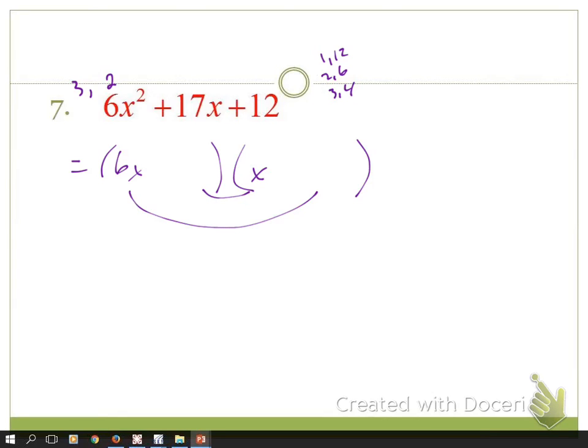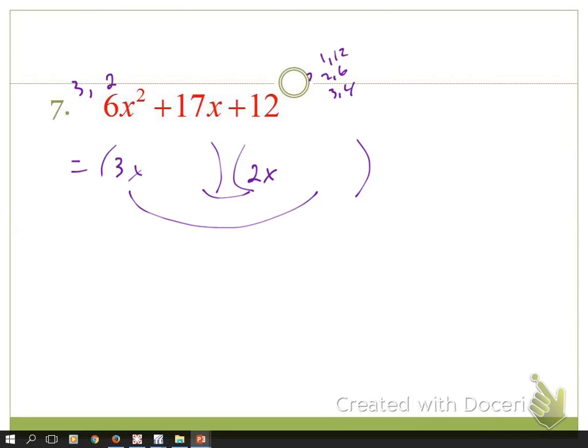Now we got to try 3 and 2. Okay, so 3 times 1 is 3. 2 times 12 is 24. That's 27. Too big. Flip them. 2 times 1 is 2. 3 times 12 is 36. 36 plus 2 is 38. Not going to work either.